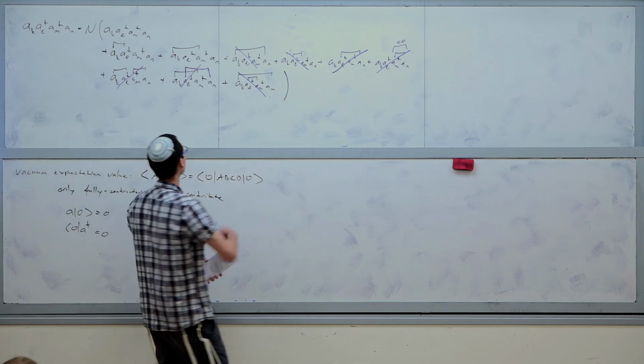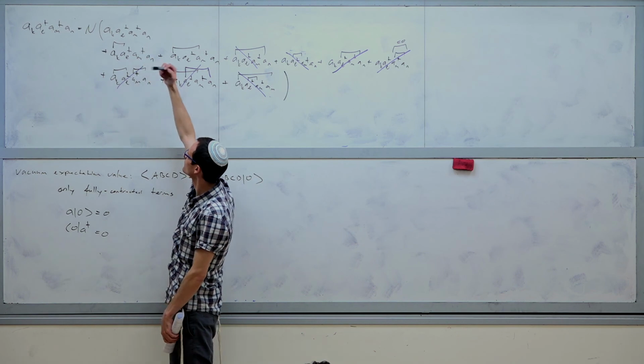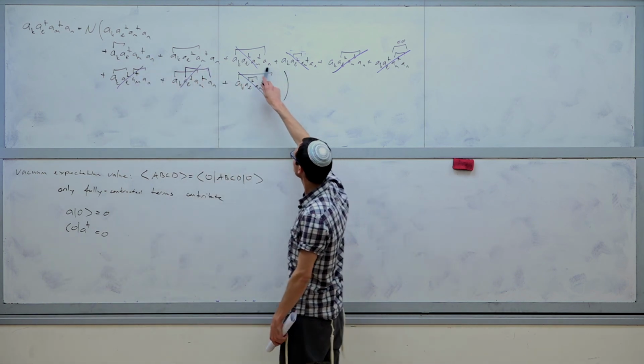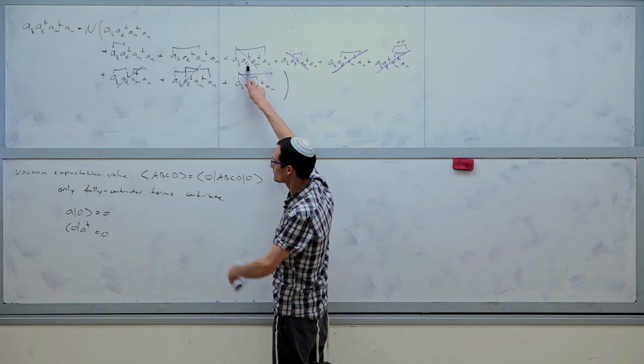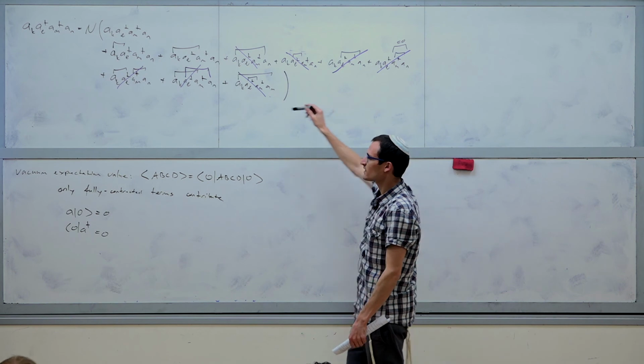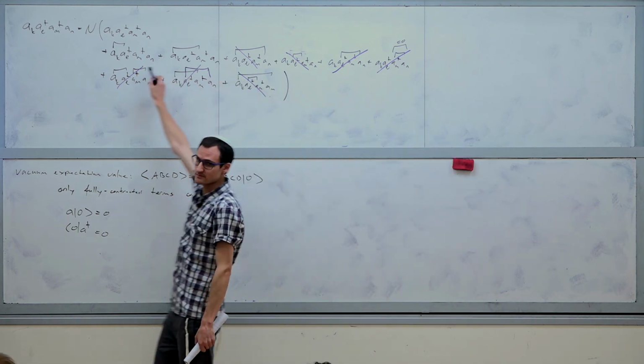So anything that has an operator left in here, right, this thing can contribute because AN will destroy. Same thing here, same thing here. Or A dagger in this case will destroy you on the left-hand side. The only ones that can contribute are the ones that have no operators left, that have only numbers left. And these are the fully contracted terms.